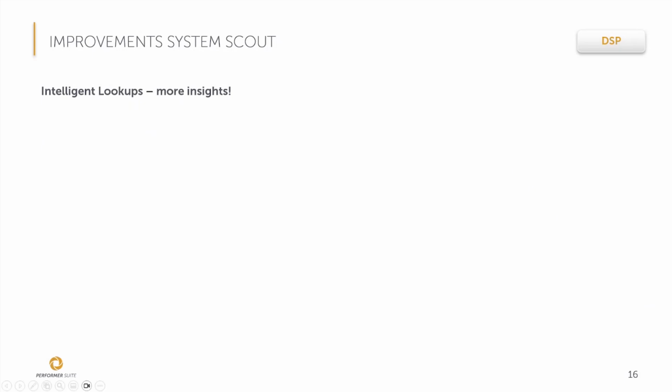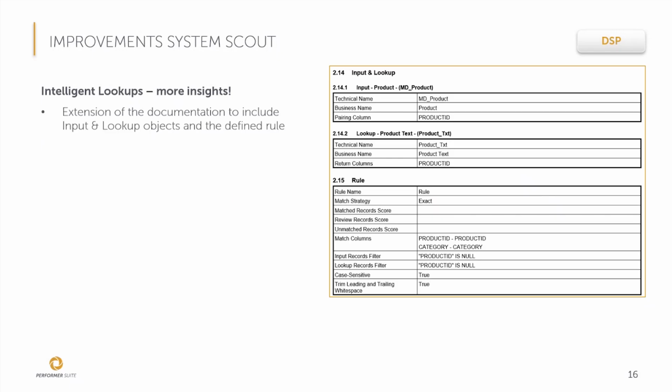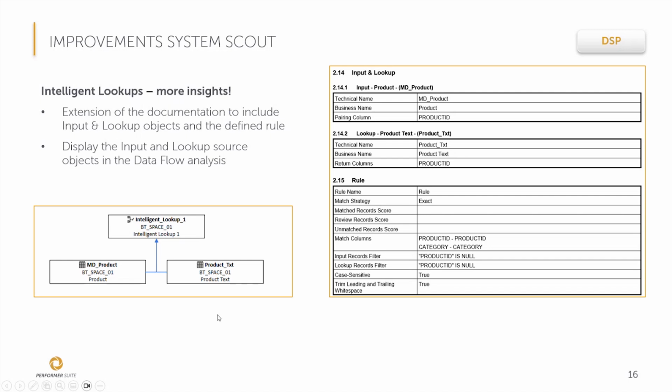The new Performer Suite version allows for extracting more detailed information about the source objects. We now display both input and lookup objects in a documentation, as you can see here. And we also display more information regarding the rules, which rule was defined. So here I have an exact rule, for example, we see the match columns and so on. And of course, we also extended the data models. So now you can also do a downwards data flow for intelligent lookups. And as you can see here, we display also the source objects.